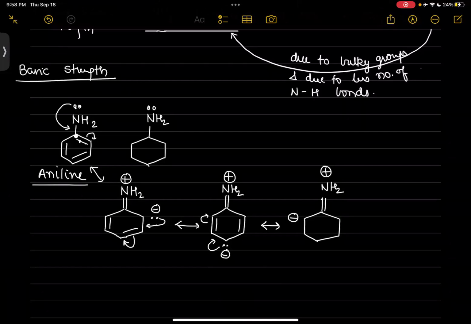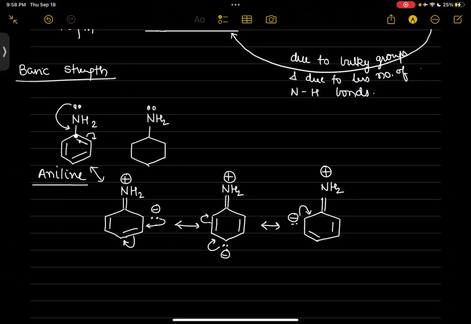Is it clear? The para position. So initially it was at the ortho position. Now it is at the para position. Is it clear or not? And after the para position, it can get onto the ortho position. Clear? This is the next ortho position. It can push the pi bond, the double bond, to the next carbon atom.